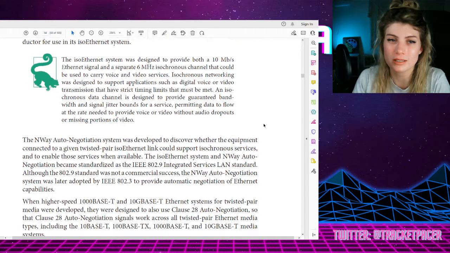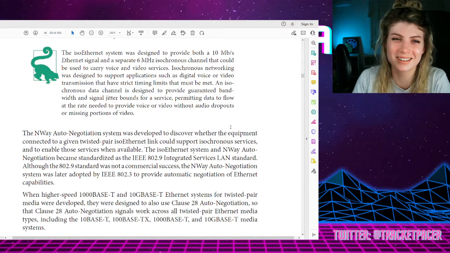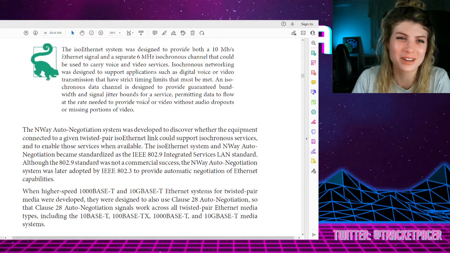And then for some reason, we're taking this to a little lemur sidebar here. It's token ring. You shut your mouth. I don't want to hear about token ring.